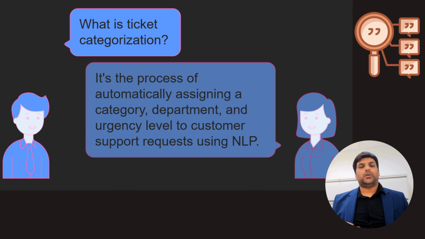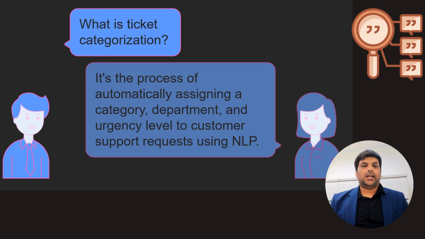Let's move one step higher and explore how NLP helps businesses understand what customers are talking about. This layer is called ticket categorization, and it's especially valuable in customer service, IT support, and help desk operations. So let's see what it is. It is the process of automatically assigning a category, department, and urgency level to a customer support request using NLP.